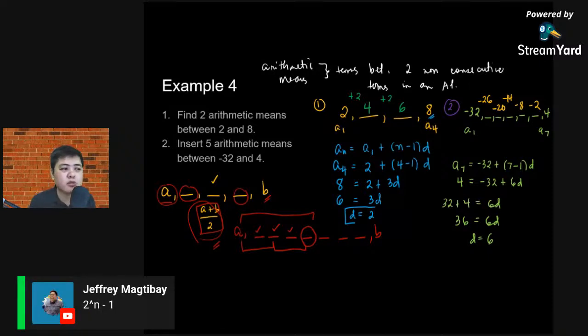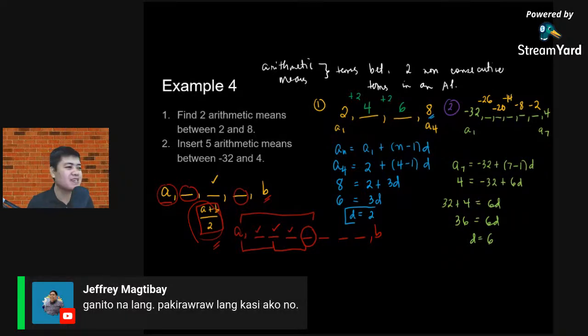2 raised to n minus 1. Let's see nga. Kung 3, 2 raised to 3, 8 minus 1, 7. 2 raised to 4. What's 2 raised to 4? 16? Minus 1, 15. So 15, pwede ba ang 15? Ganito na lang. Pakiraw-raw lang kasi ako, no? Pakiraw-raw lang daw siya. So ganito na lang daw siya. Okay. Thank you, Sir Jeff.